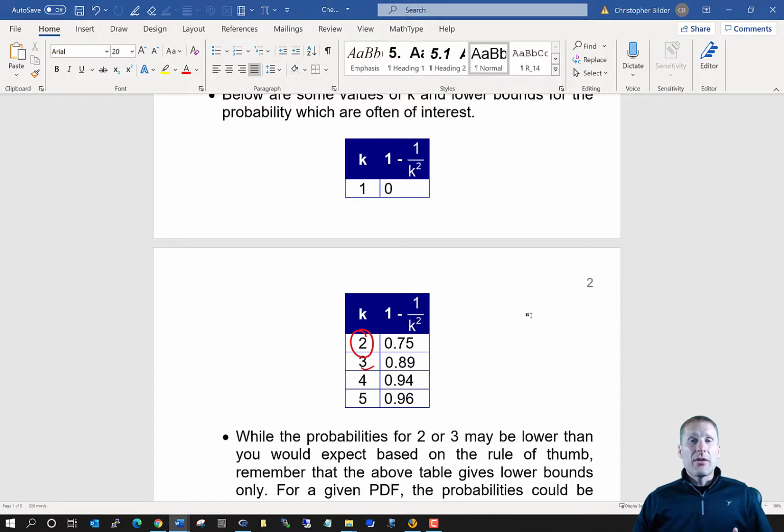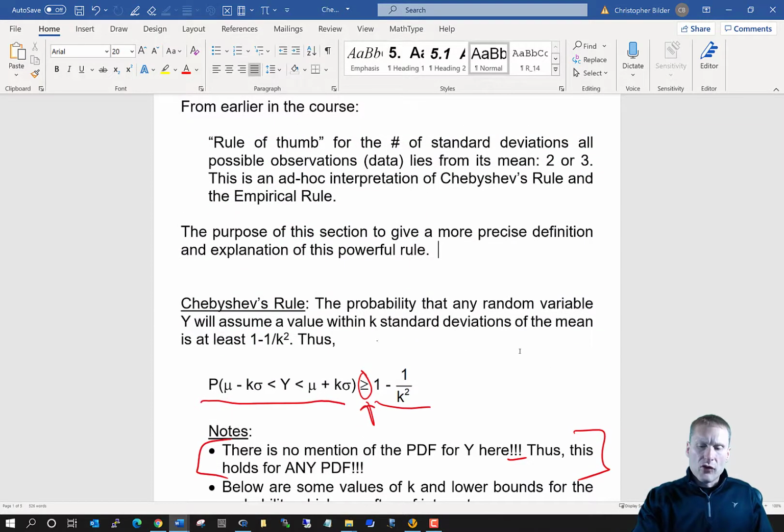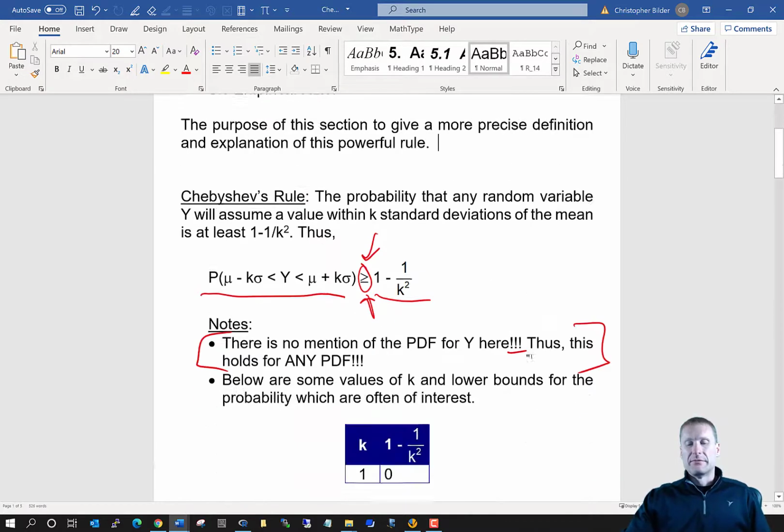Now, you might be thinking that this is kind of low, compared to how I've stated the rule of thumb in the past, and when we've actually seen its application. But the key here is that this is greater than or equal to. So in fact, that probability could actually be much larger. And in many, many, many cases, it is.